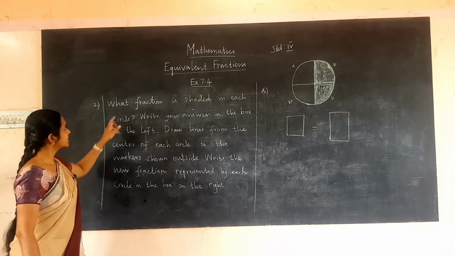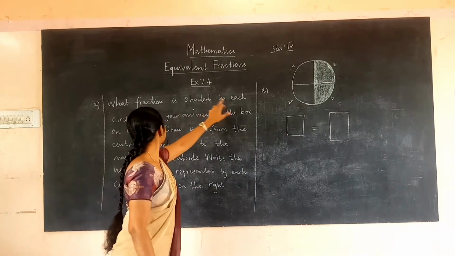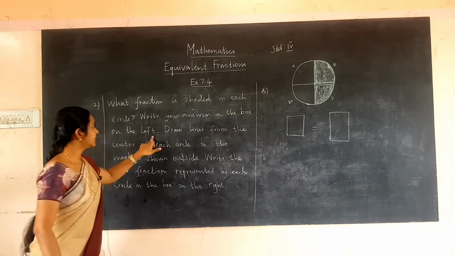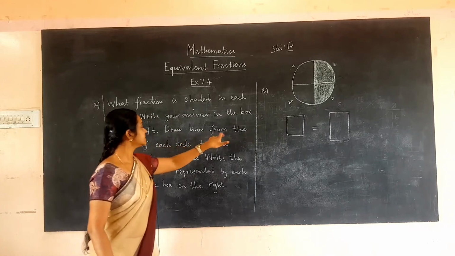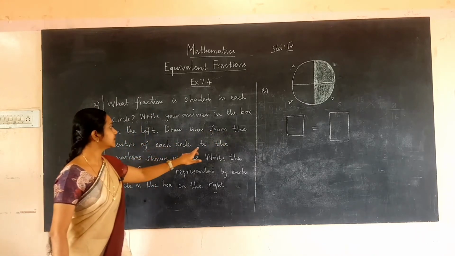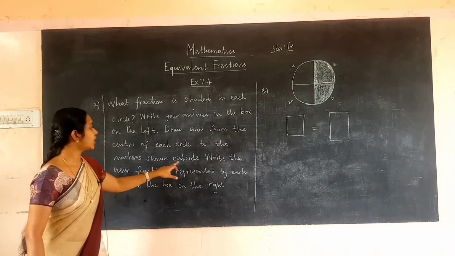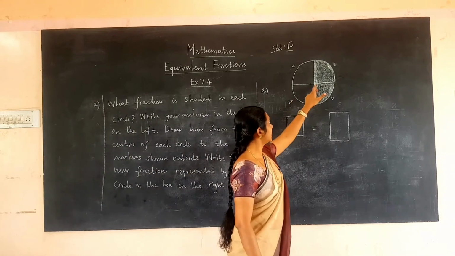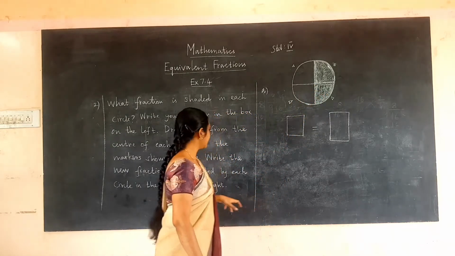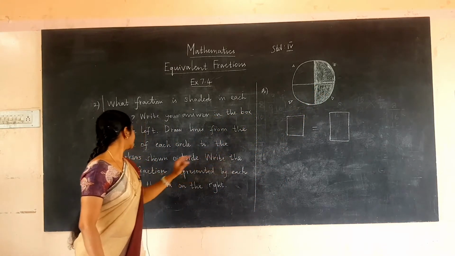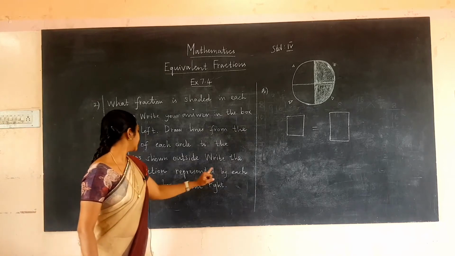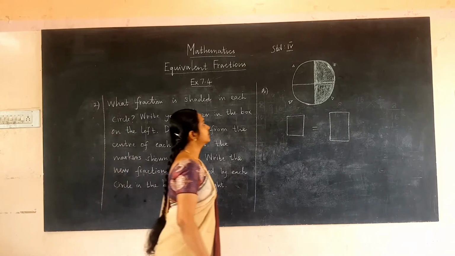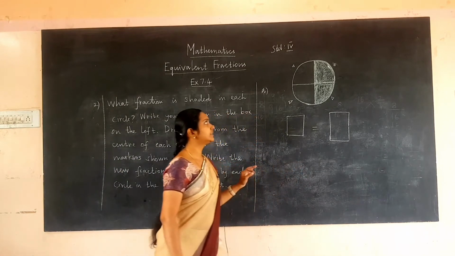The second question is, what fraction is shaded in the circle? Write your answer in the box on the left. Draw lines from the center of each circle to the marker shown outside. This is the marker. We should draw a line from the center of the circle to the marker. Write the new fraction represented by each circle in the box on the right. First, we have to write the fraction.